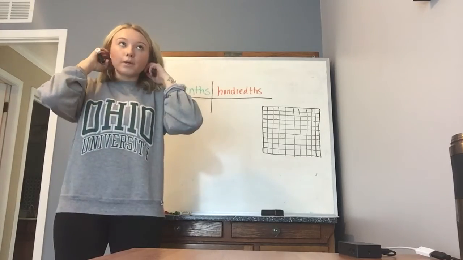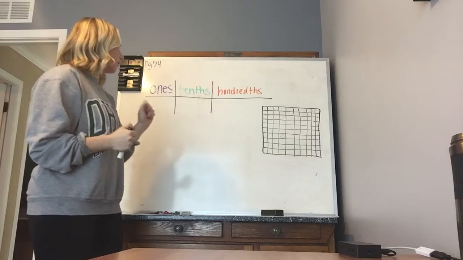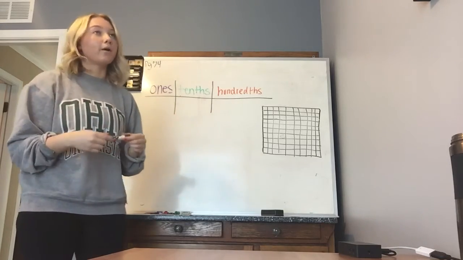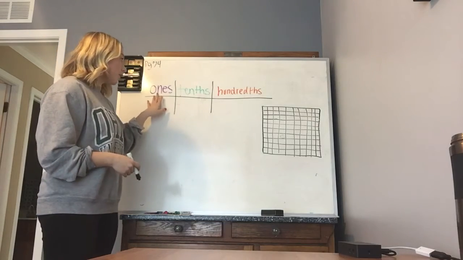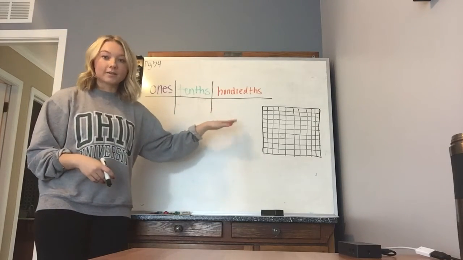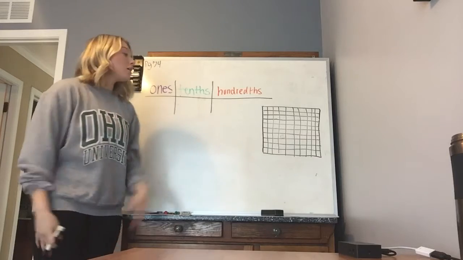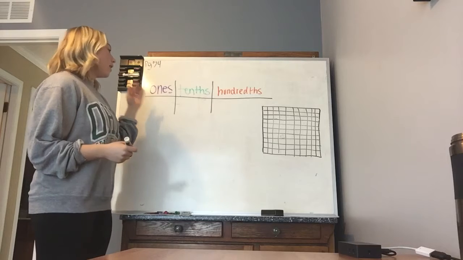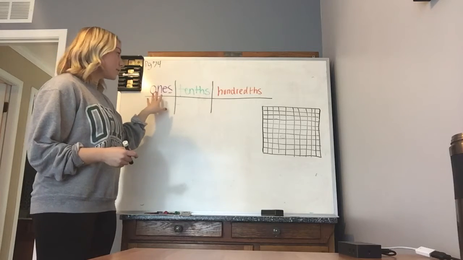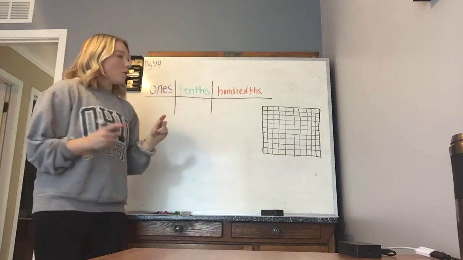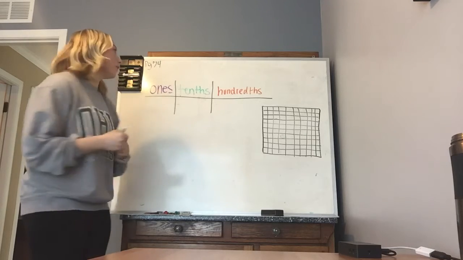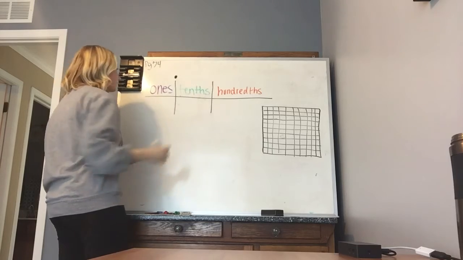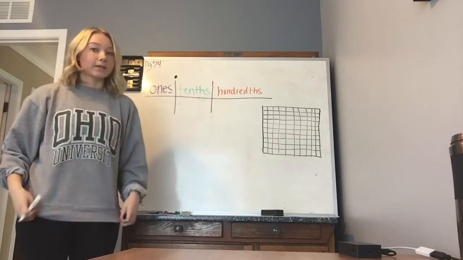Before we start, I'm going to go over the place value chart really quick so we can refresh our memory about what that looks like. I have the chart right here. It's ones, tenths, and hundredths. Obviously it goes on either way, but these are the most important for this lesson. After the ones place, it's tenths and hundredths. So where does the decimal point go? Well, we know it goes right after the ones place, in between the ones and the tenths place.